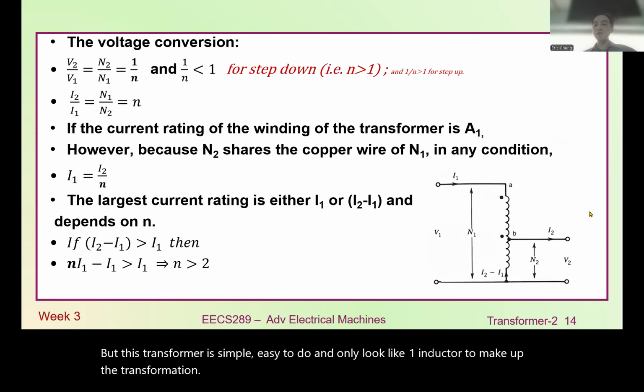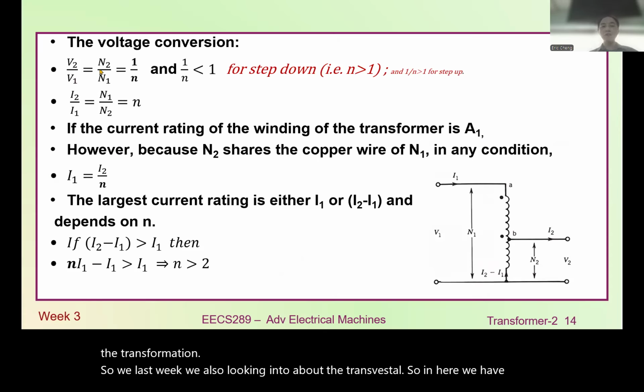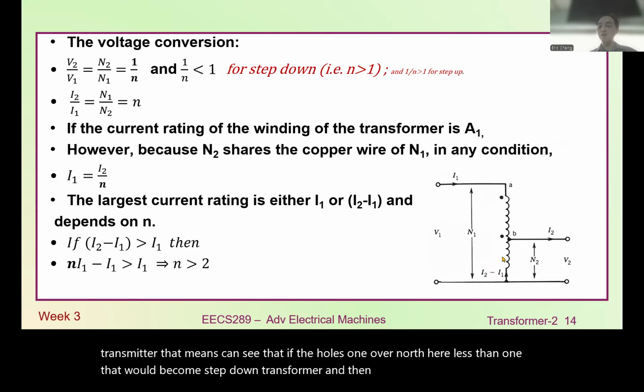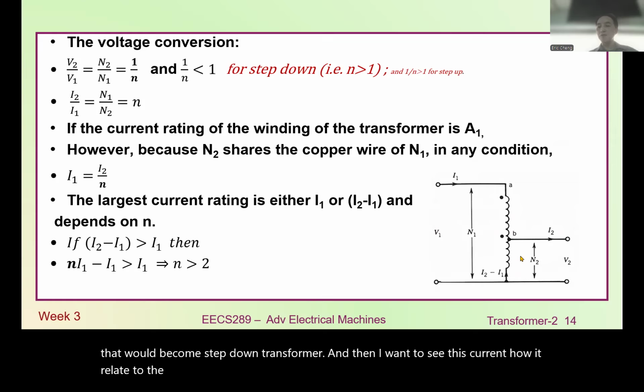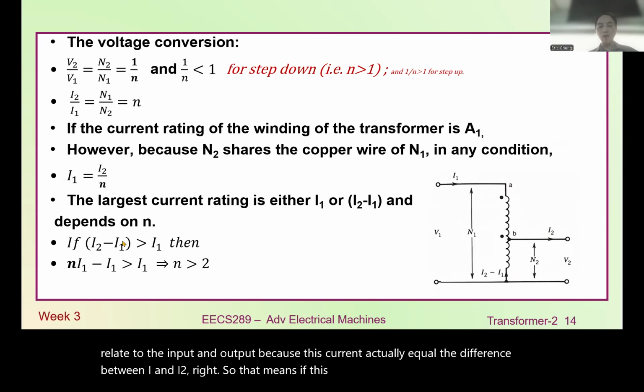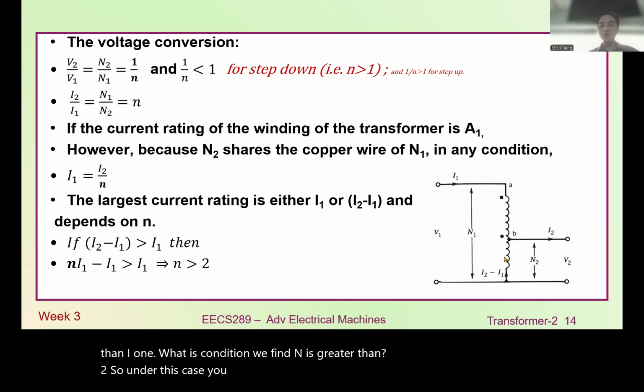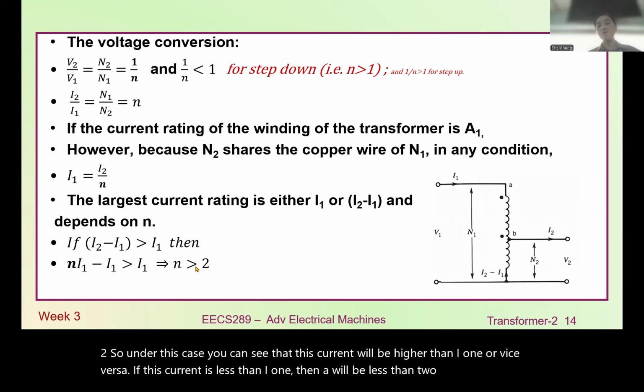So last week, we also looked into the turn ratio. In here, we have the transformer turn ratio. Then we can see that if 1/n here is less than 1, that will become a step-down transformer. And then I want to see how this current relates to the input and output, because this current is actually equal to the difference between I1 and I2, right? So if this current, say I2 minus I1, is greater than I1, what is the condition? We find that n is greater than 2. Under this case, this current will be higher than I1, or vice versa. If this current is less than I1, then n will be less than 2. So that helps us to do the design for the transformer.